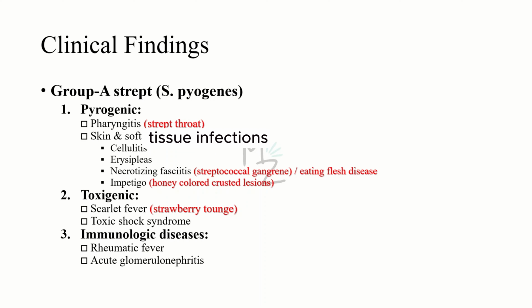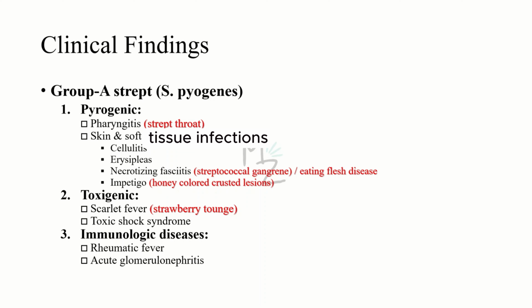Clinical findings. Let's talk about Group A strep, like Streptococcus pyogenes, first. Then we'll talk about Group B, D, and so on. Group A causes 3 types of diseases. Number 1, pyogenic diseases, such as pharyngitis, which is the most common bacterial infection and is commonly called sore throat. If we call it streptococcal pharyngitis, it is famous by the name strep throat and is characterized by throat pain and fever. On examination, an inflamed throat and tonsils are seen, often with a yellowish exudate, and the cervical lymph nodes are found to be tender.